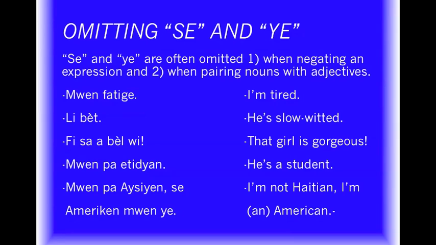The next one, also with negation. So we have number 2, the second bullet point up there. So whenever you're negating something, you're not going to say moi c'est pas étudiant. You don't say that. You would say moi pas étudiant. Moi pas haïtien. C'est américain moyen. So I'm not Haitian. I'm American. So moi pas haïtien. C'est américain moyen. I'm not Haitian, I'm American.